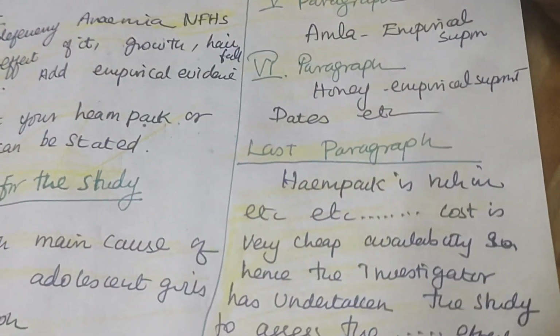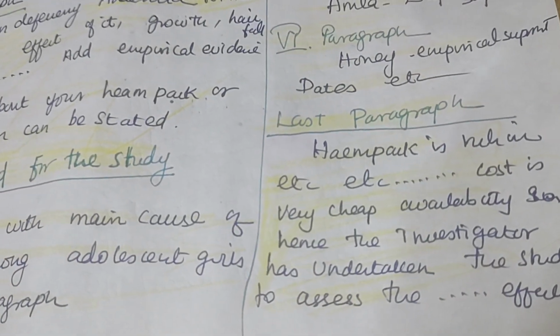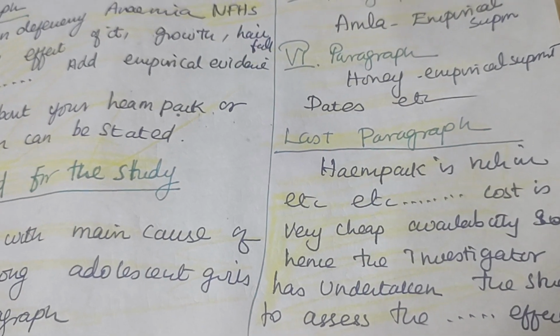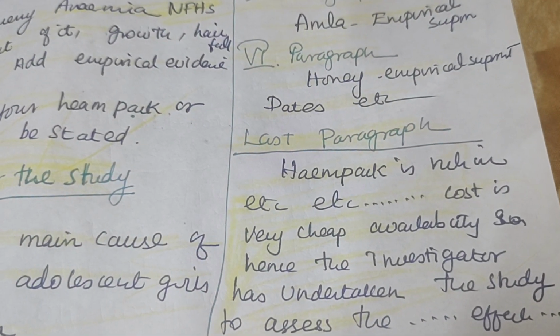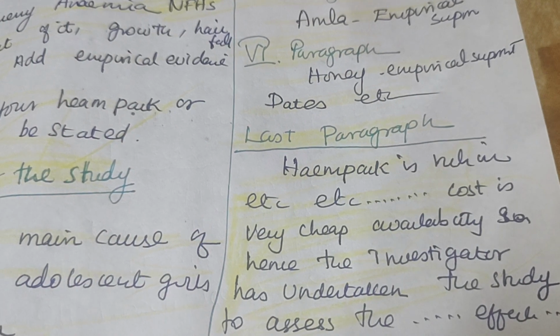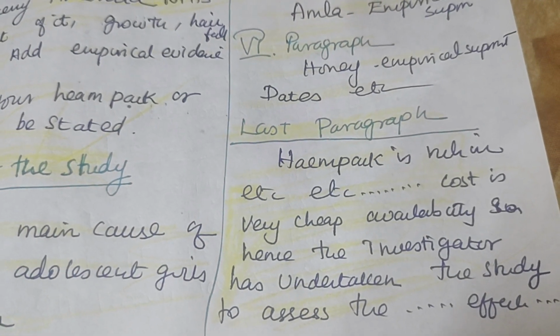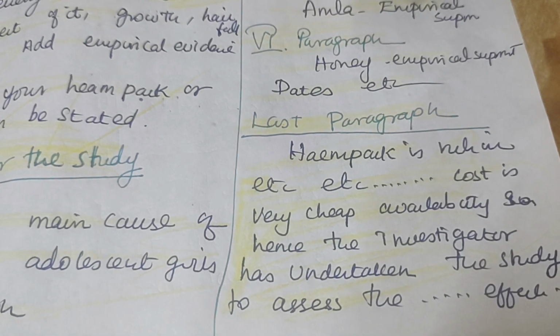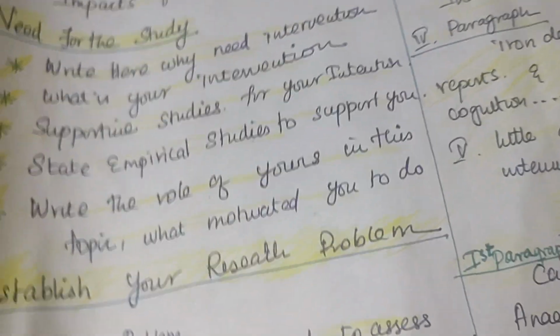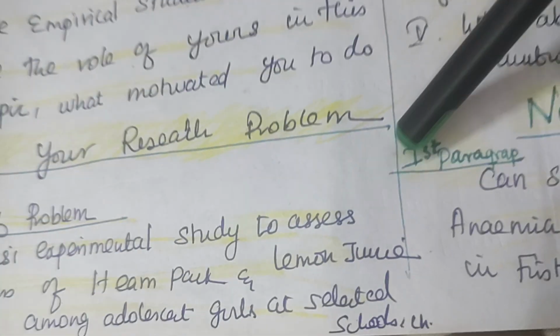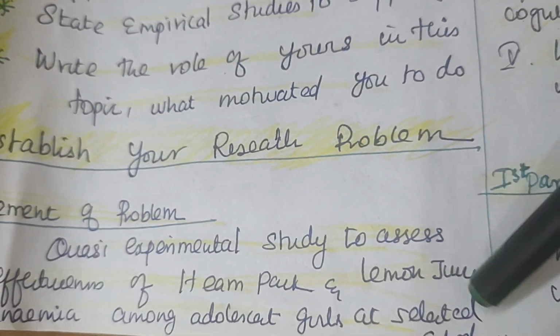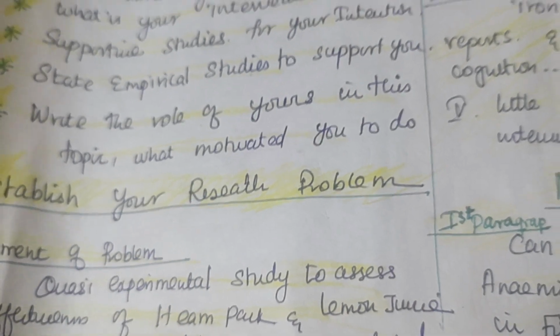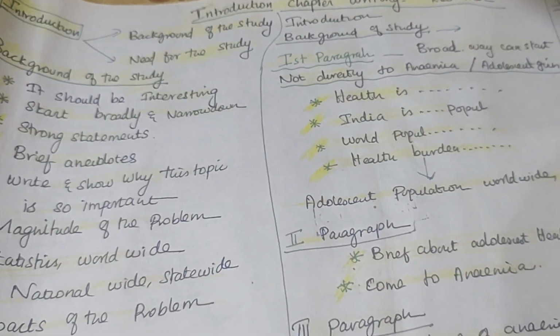You can start with whatever it may be. Then the last paragraph, impact, I have to tell in my intervention. Impact is so rich in vitamin C or whatever vitamin it may be. The cost is also very cheap. So hence the investigator undertook this study to assess the effectiveness. So she formulated the statement of the problem as a quasi-experimental study to assess the effectiveness of impact and lemon juice. Understand? So hope you have understood how to write the introduction chapter. Thank you.